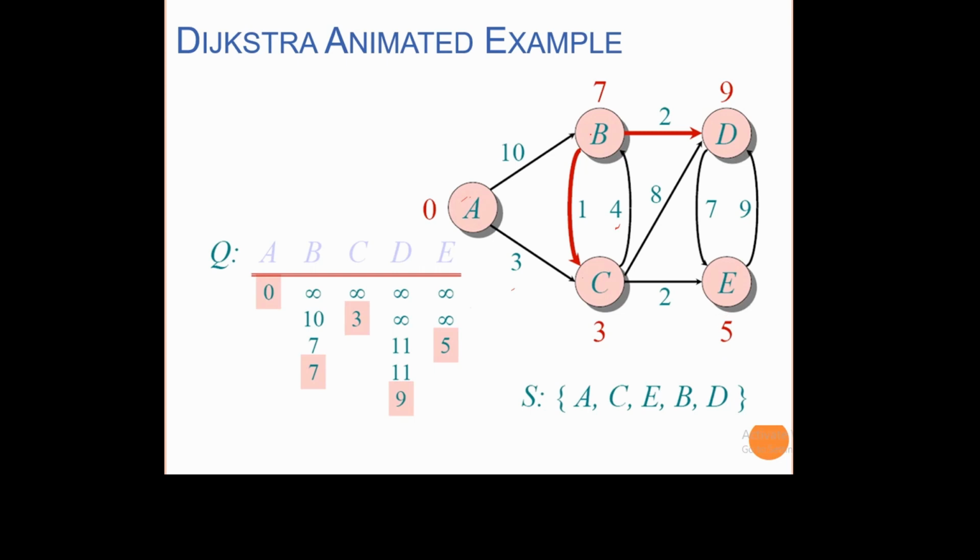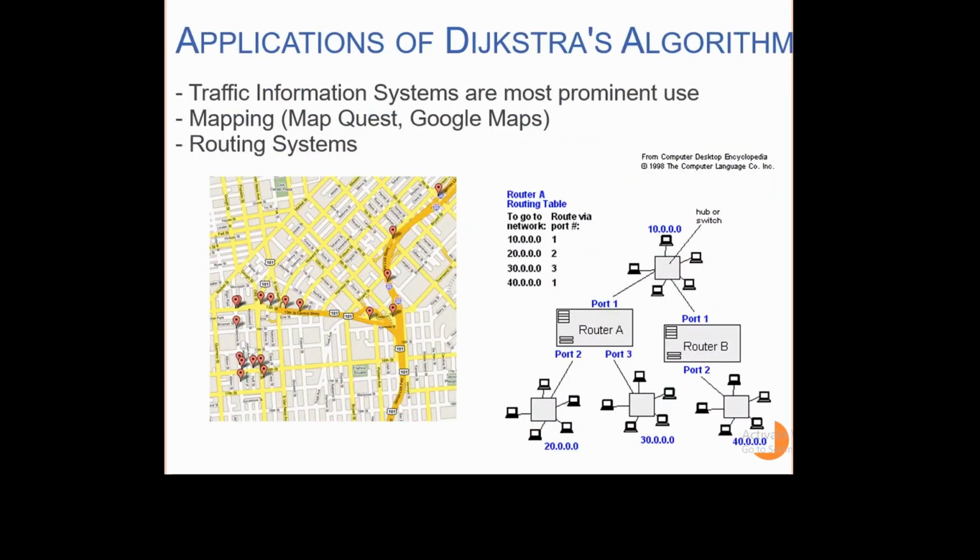Because the distance variable contains the shortest path cost related to each vertex. We have several applications related to the Dijkstra algorithm, like traffic information systems, which are, we can say, the most prominent uses for this. Mapping, MapQuest, Google Maps, routing systems. Okay, that is used in the router, because in the case of a routing algorithm, we find the shortest route to deliver the packet so that the packet delivery time can be reduced.